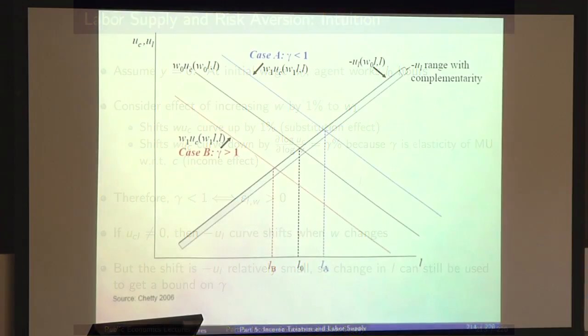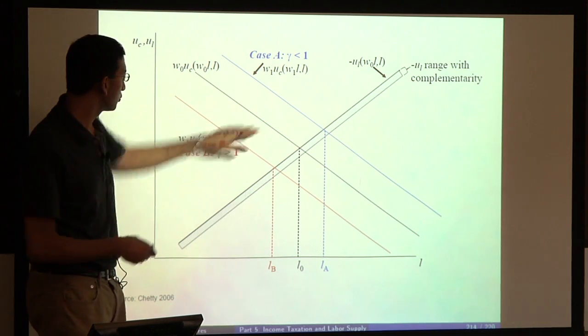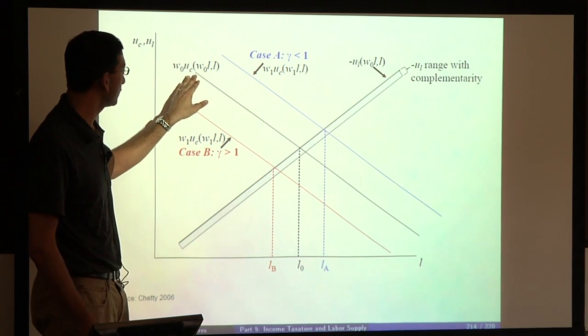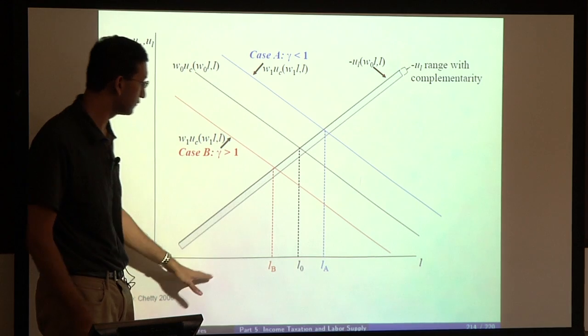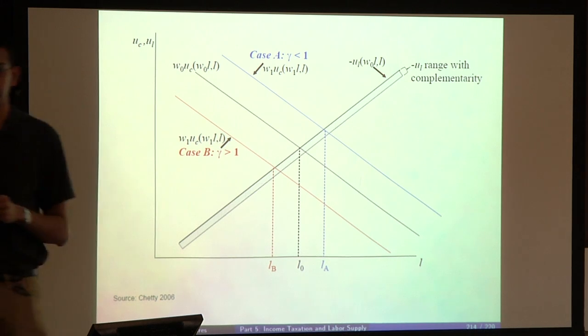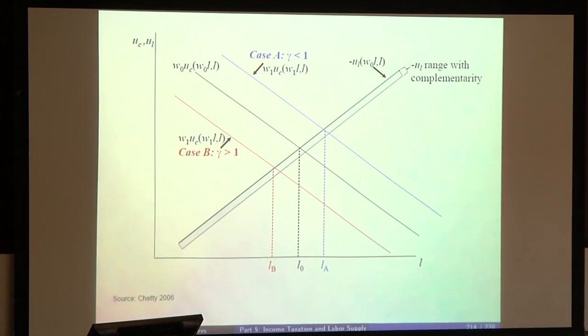Let's look at this graphically. So what does this graph show? It plots the marginal utility of consumption versus labor supply. Why is that downward sloping? The more you work, the more consumption you have, so you get diminishing marginal utility. That comes from the fact that the utility function is concave.